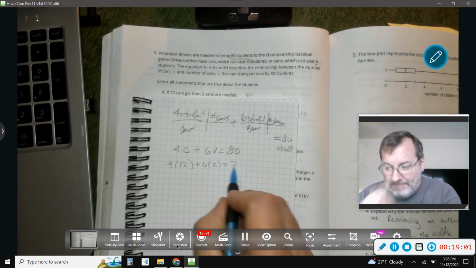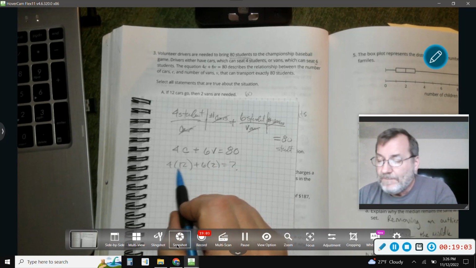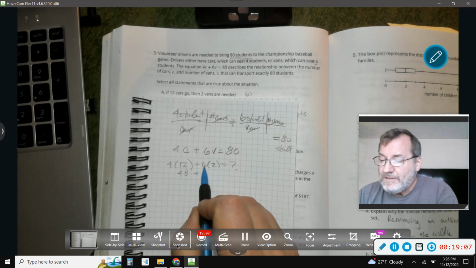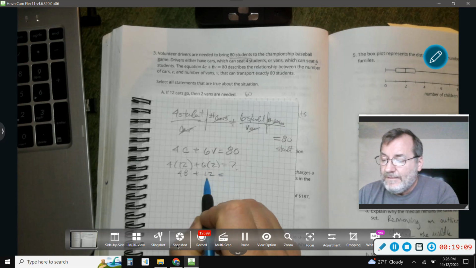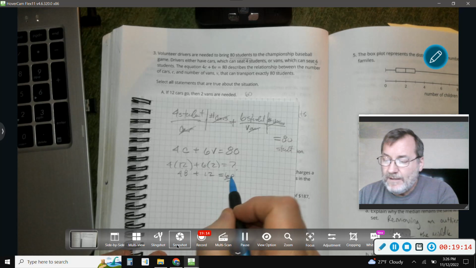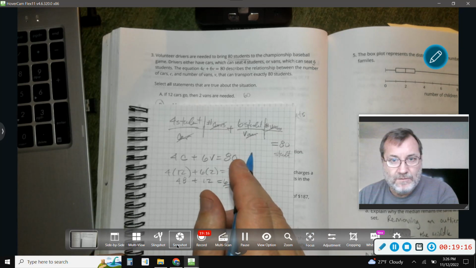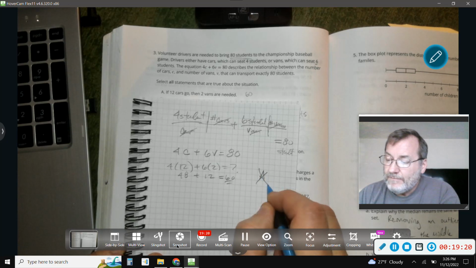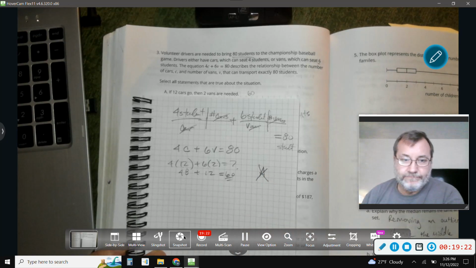Okay, how many seats do we have available here? So 4 times 12, that's 48. Plus 6 times 2, that's 12. Well, you add that up and you get 60. No, that is not enough. You're about 20 seats short, so no, that won't work. Okay, so A is a bust. It's not going to work.